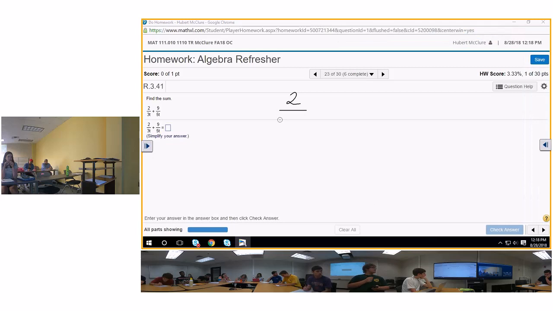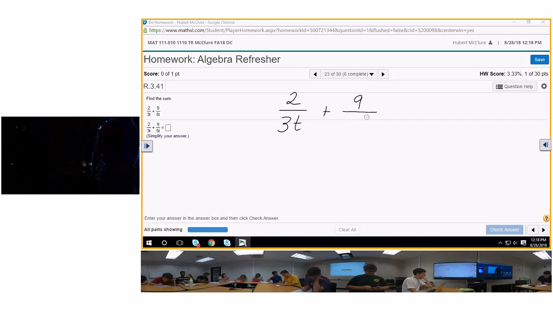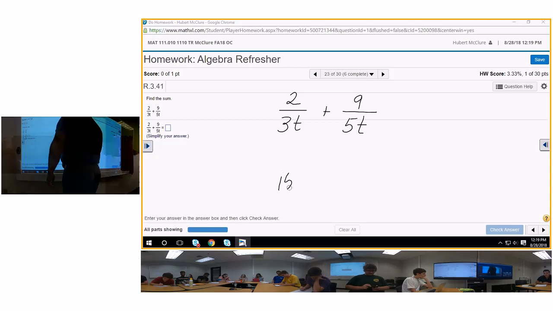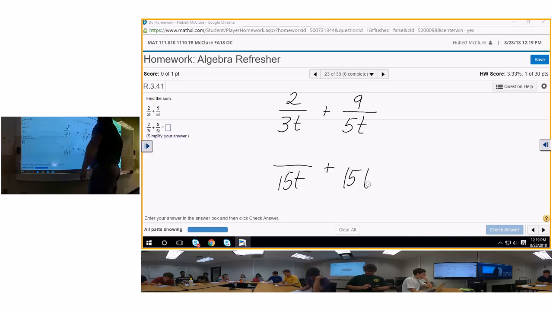Two over 3t plus 9 over 5t. And the common denominator of 3t and 5t is 15t. So you put a 15t down here, and you put a 15t down here.